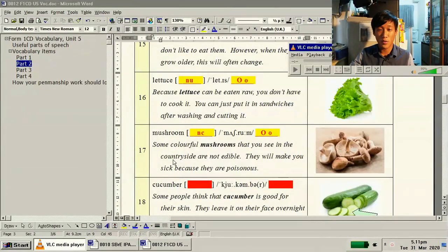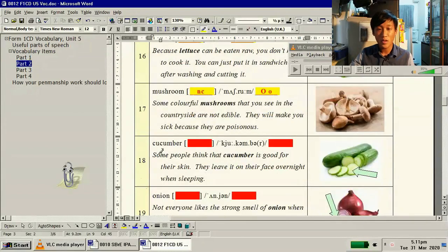Alright, moving on to item 18. Some people think that this, so no S, and the verb is 'is'. That means it is uncountable. Okay, how many syllables? 1, 2, 3. So 3 syllables. The first one is stressed with a higher pitch. Second syllable, unstressed with a lower pitch. Third syllable, the same, lower pitch, unstressed. So da da da. Okay, example.